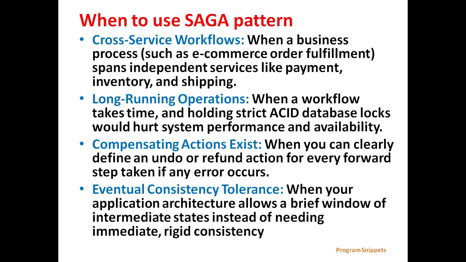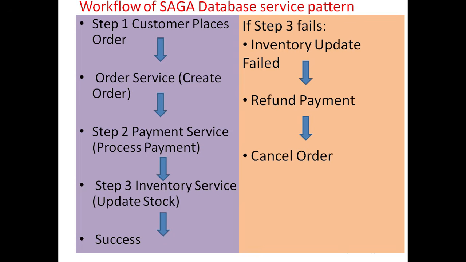Then eventual consistency tolerance. When your application architecture allows a brief window of intermediate states instead of needing immediate and rigid consistency. The workflow of the SAGA pattern is: first, the customer places the order and the order service creates the order.